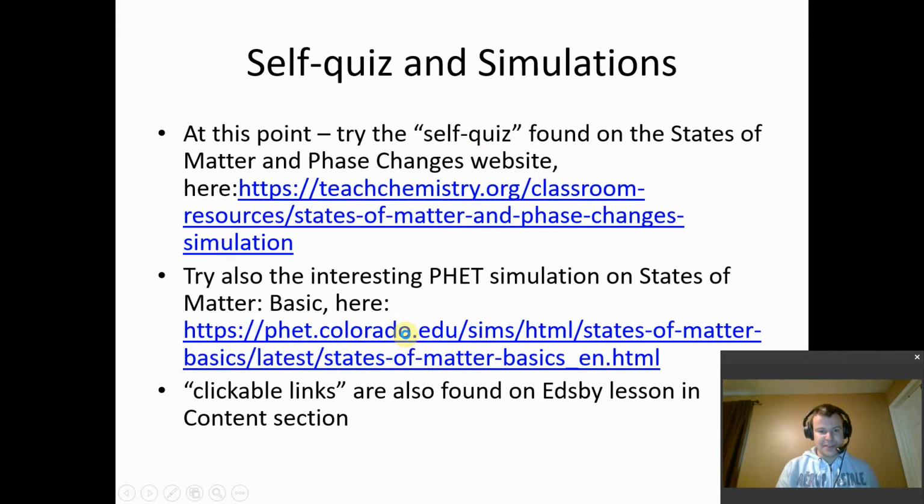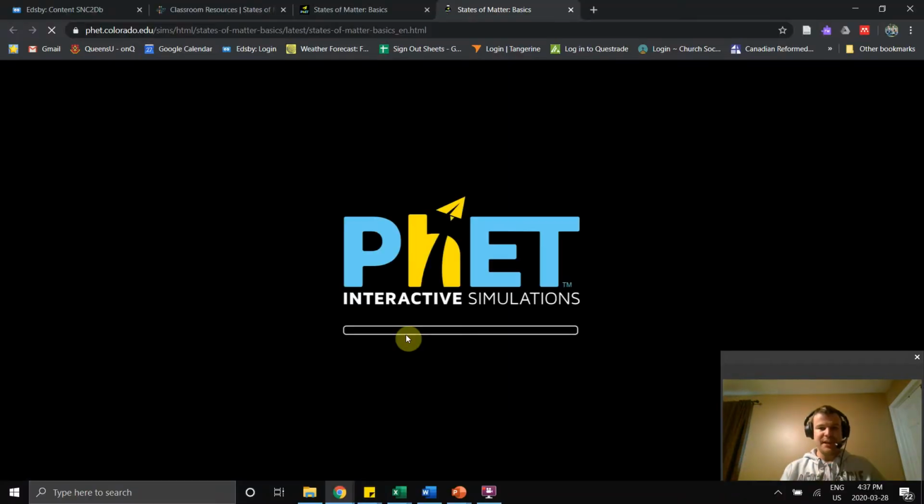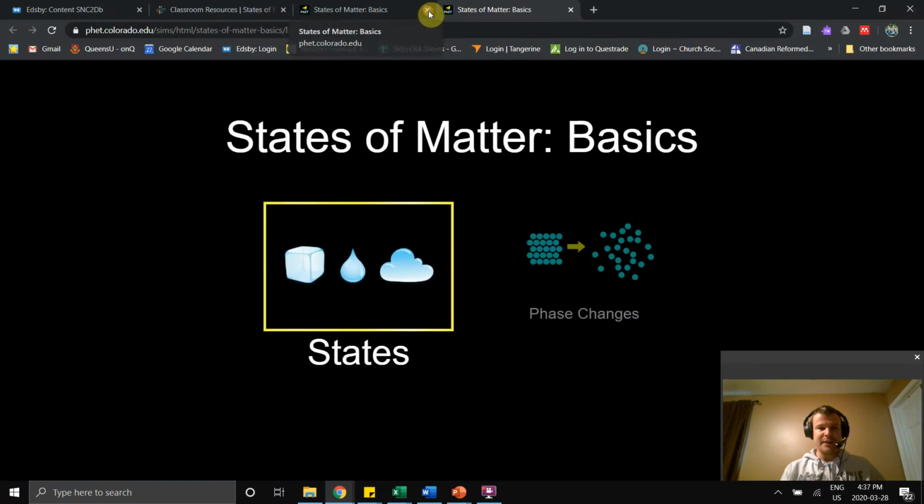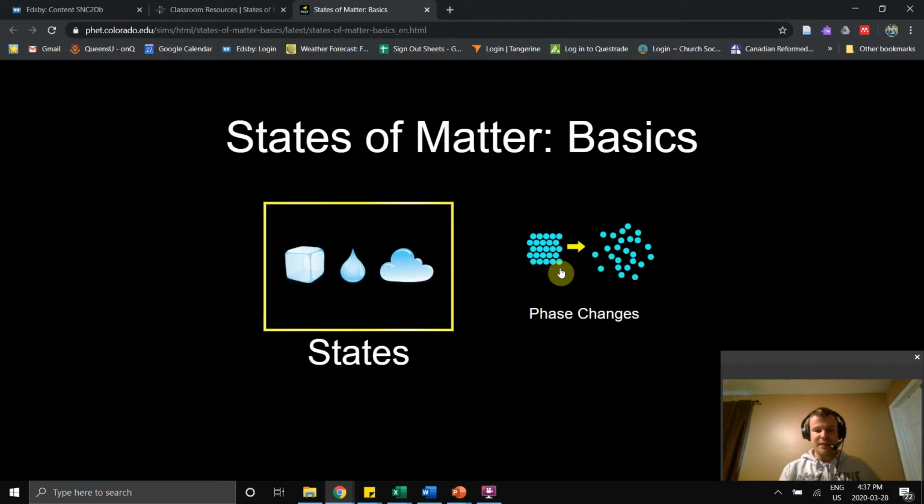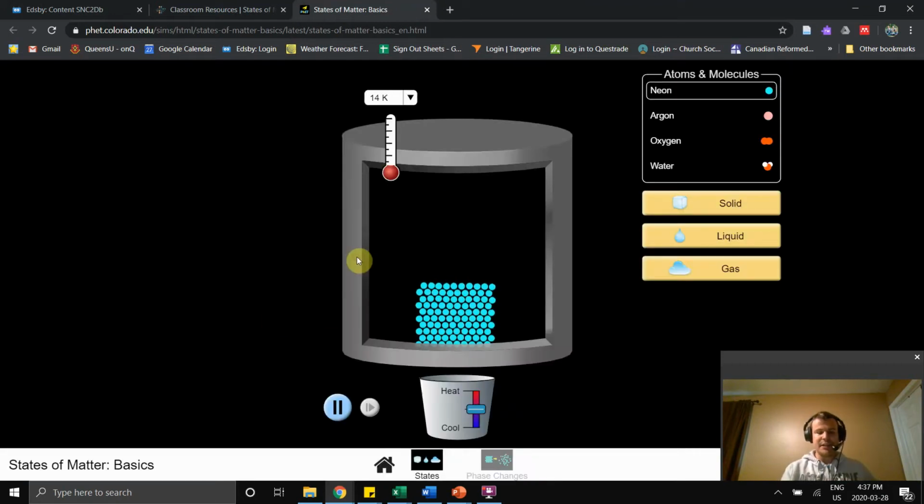If I click on this second one, the PhET simulation, it'll take you to this website here. I already had it open. There are two different simulations. You can try out the state simulation and the phase change simulation. So the state simulation looks like this. First thing I would do is change the temperature to degrees Celsius. So this is at a very, very cold temperature.